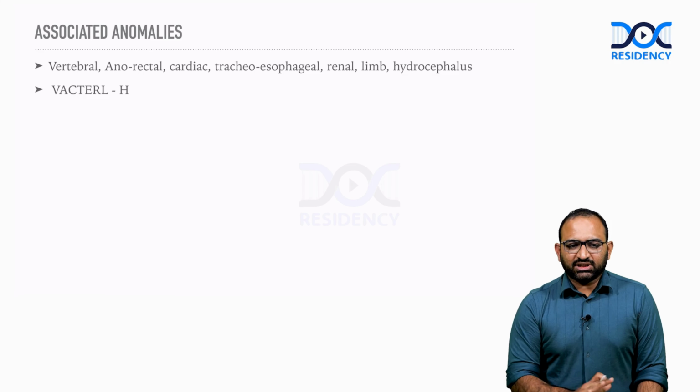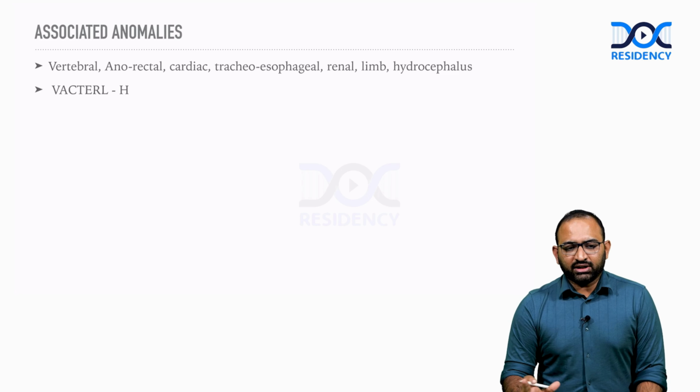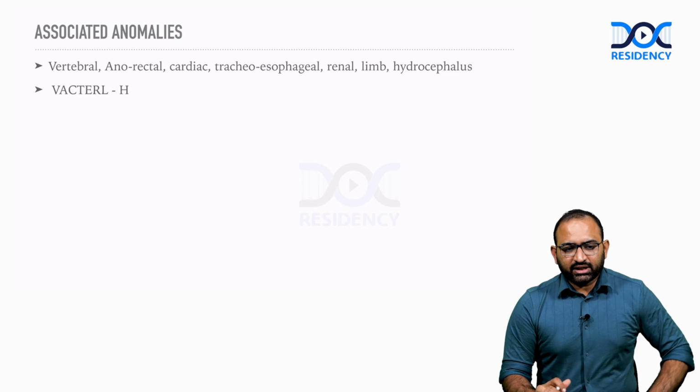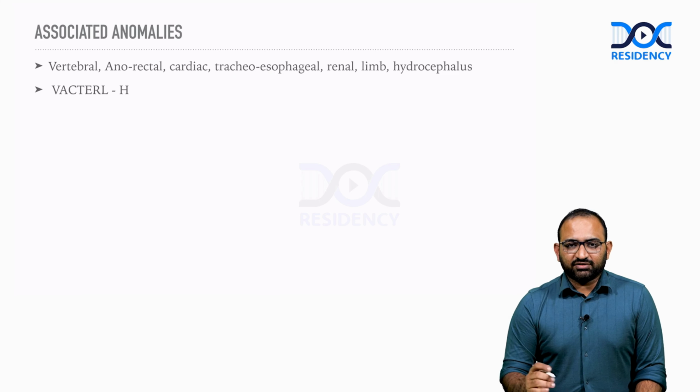So what do they usually present with? It is a part of VACTERL-H, a very prominent acronym in pediatric surgery. It includes vertebral anomalies, anorectal malformation, cardiac anomalies like ventricular septal defects and atrial septal defects, tracheoesophageal fistula, renal anomalies, all the renal anomalies encompassing, including horseshoe kidney, renal ectopia, vesicoureteral reflux, everything comes under it. Limb anomalies and hydrocephalus. It is called VACTERL-H.